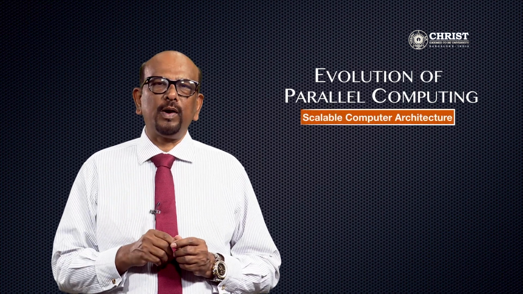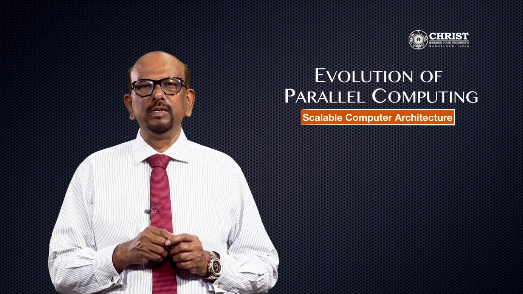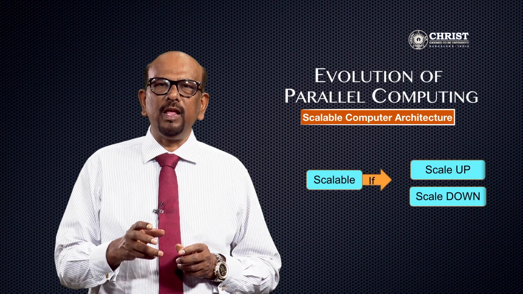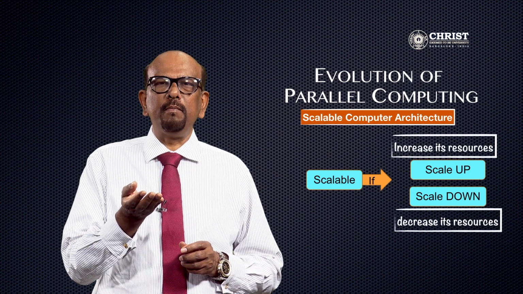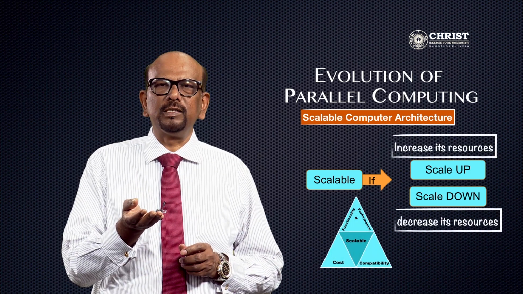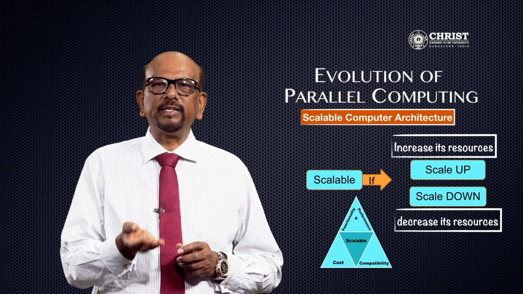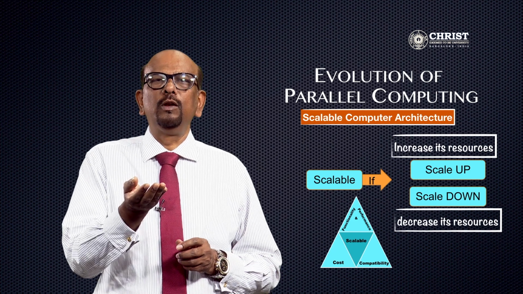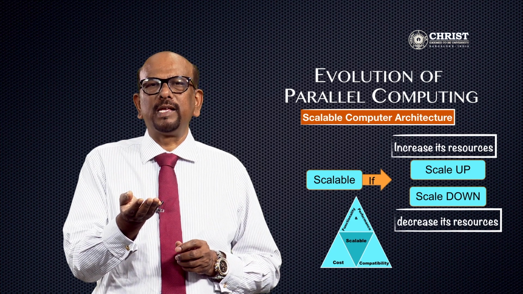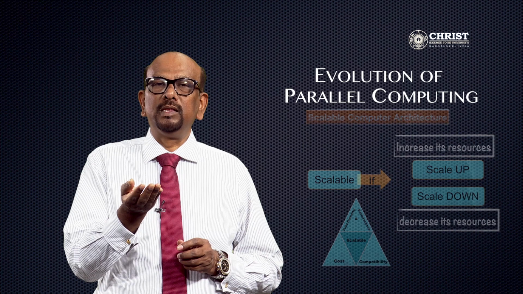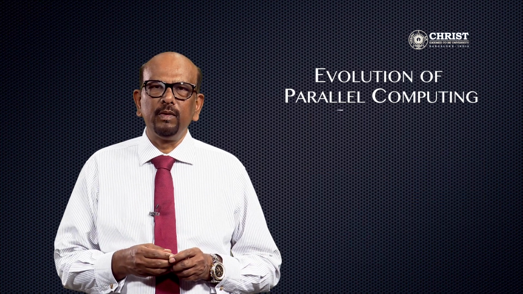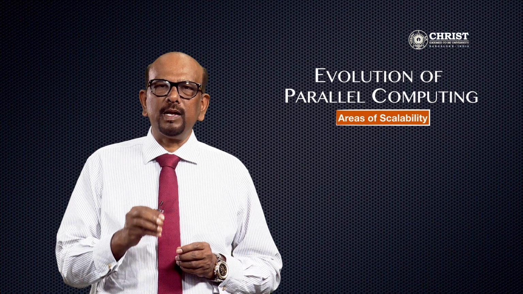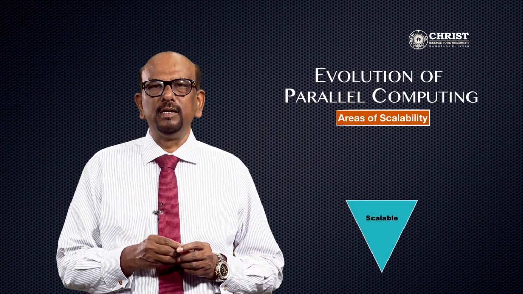Let us first try to understand what is scalability. Scalability of the architecture refers to the ability of scaling up to the high demand by increasing the resources, while the architecture is the same. By adjusting the resources, we have the ability to meet the demand. That is called scalability. There are 3 areas of scalability. When we talk about the scalability of computer architecture, we address 3 different areas.